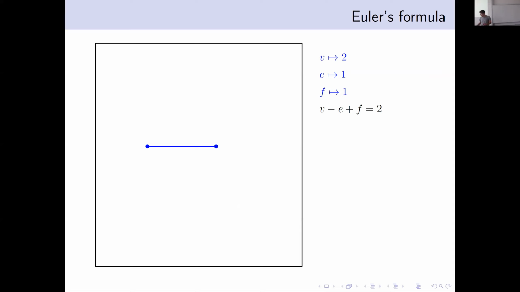So if I add another edge, I need to glue this edge to the thing I have already constructed. Yes? So now I glue another edge. The blue color here stands for new things. So I glue this new edge by one vertex to the previous thing. And what happens here? Well, I added one vertex, I added one edge, and the count didn't change. So I add another edge, again, no change.